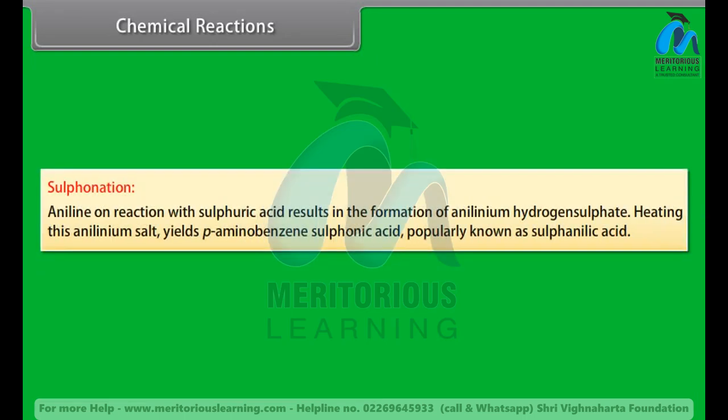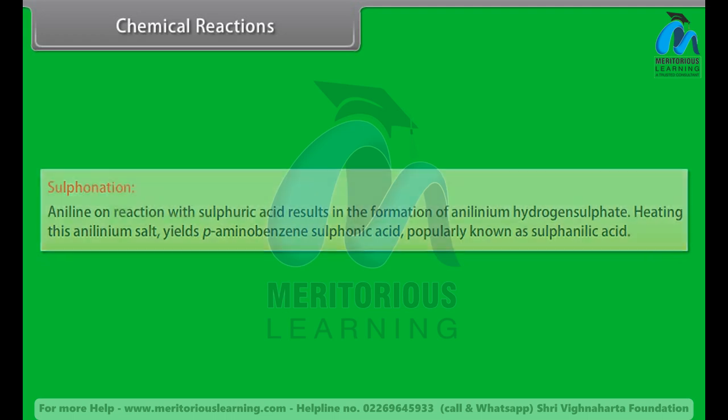Sulfonation. Aniline on reaction with sulfuric acid results in the formation of anilinium hydrogen sulfate. Heating this anilinium salt yields para-aminobenzene sulfonic acid, properly known as sulfanilic acid.